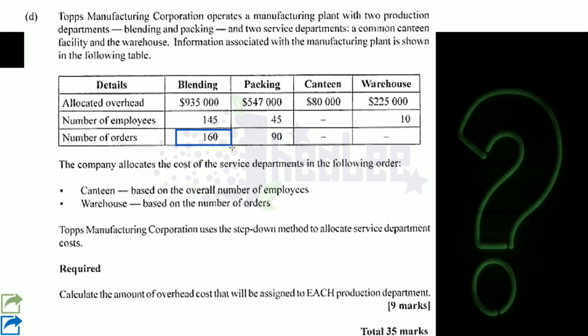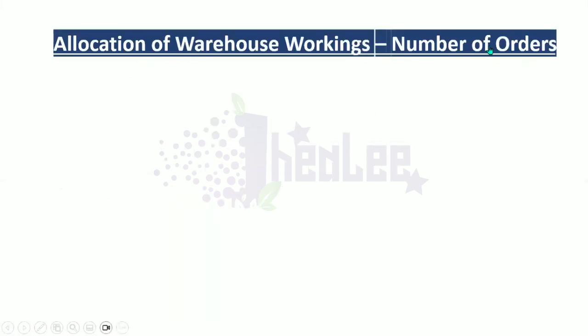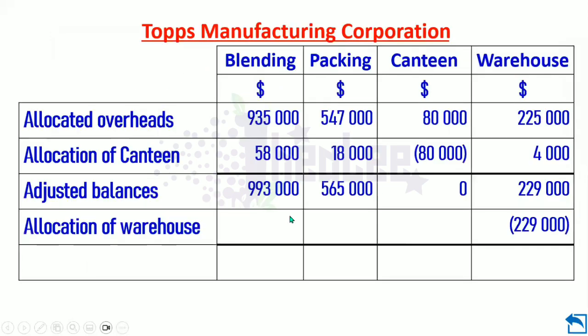So let us proceed to look at the allocation workings for the blending department, where it has 160 in terms of the number of orders. Again, we're going to divide that by the total number of orders, and multiply that by the cost that we're sharing. So for the allocation of warehouse workings, again, that is based on number of orders. We begin with blending. It is 160 divided by the total number of orders multiplied by the cost that we're sharing, which is $229,000. And this gives us $146,560 for the blending department. Let's make a note of that in our workings, $146,560.